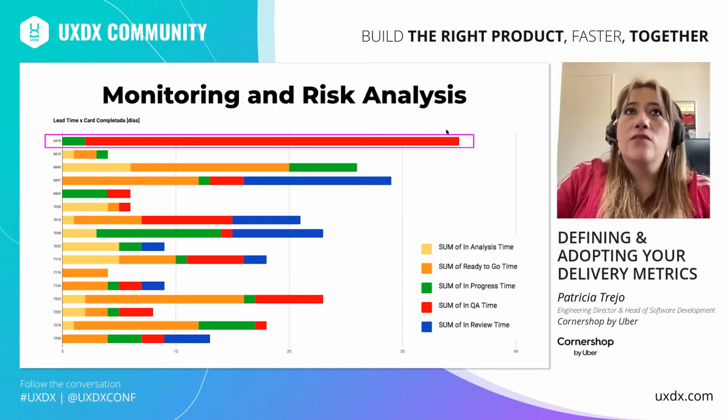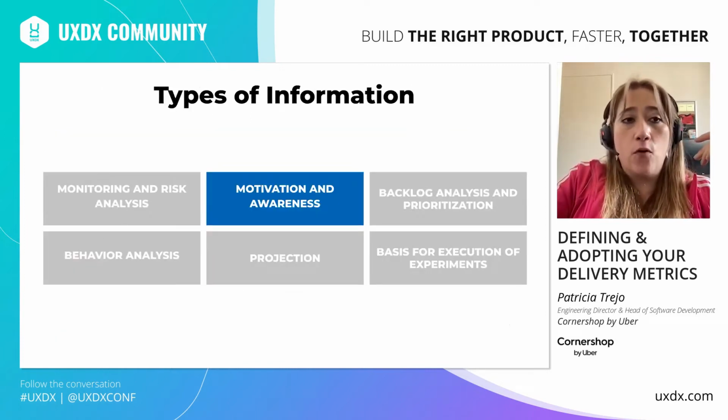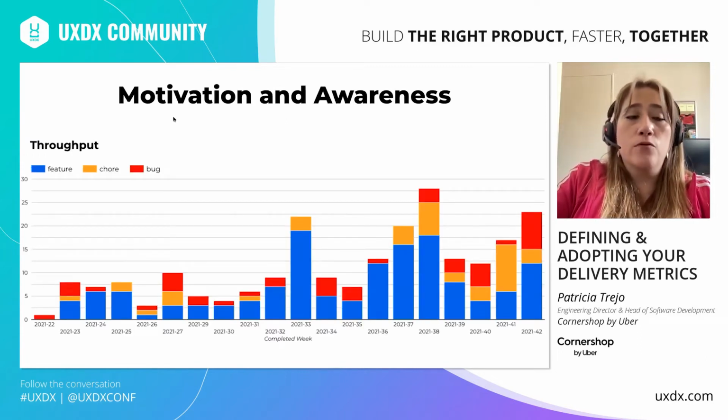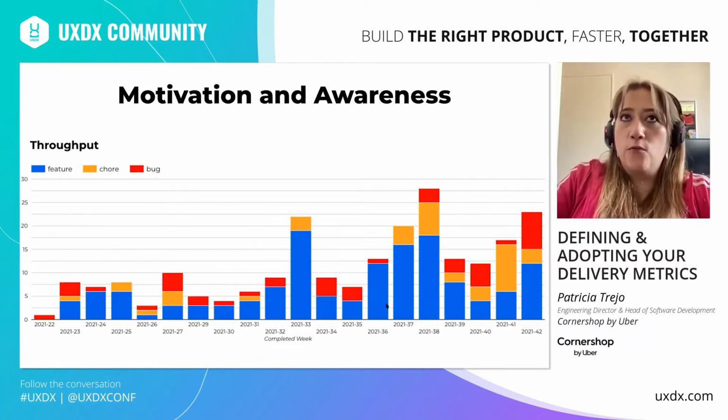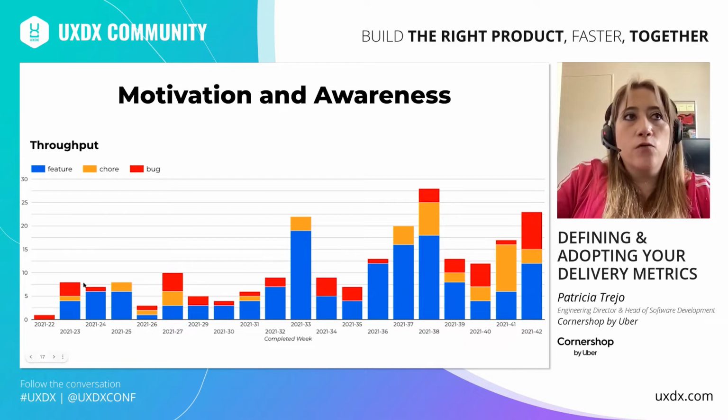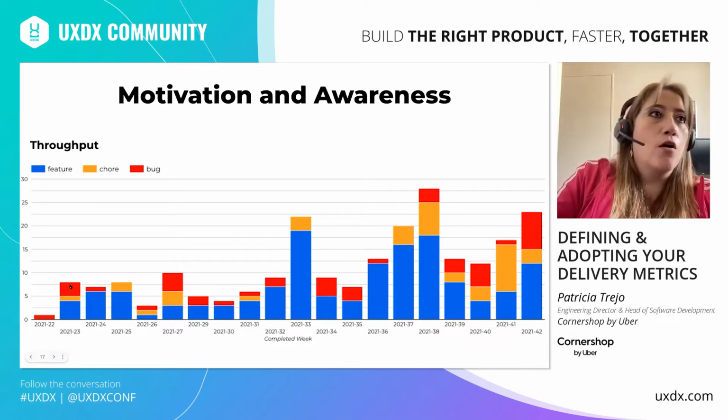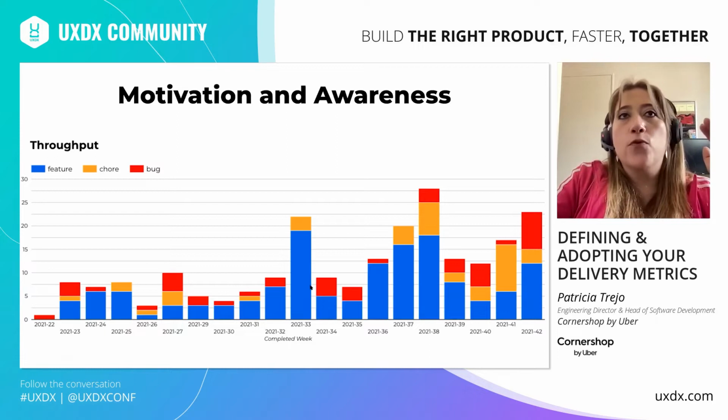So then the second type of information is motivation and awareness. And here we have, for example, a super simple graph that shows the throughput of tasks delivered, throughput of cards delivered each week of a year. Okay, so why does throughput vary so much from week to week? Here at the beginning it was just okay, around 7 or 8 cards per week. Then it started to grow and now it's decreasing a little bit.